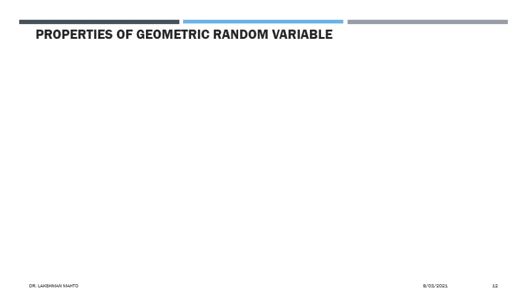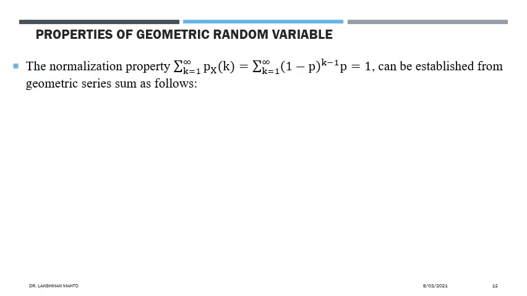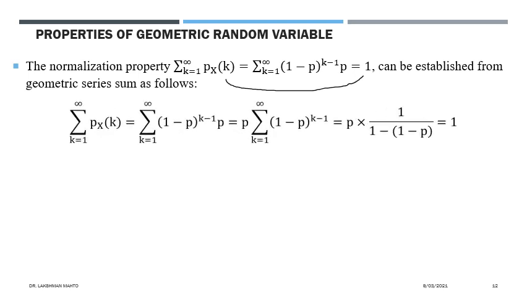Now, I will talk about a few properties of the geometric random variable. The geometric random variable satisfies all the properties of a discrete random variable. That means its probability mass function satisfies all the properties of a general probability mass function. First you can see positivity, and then we will talk about the normalizing condition. If you sum all the probability mass function values for the geometric random variable, the sum adds up to 1, and it can be easily proved using the geometric series concept.